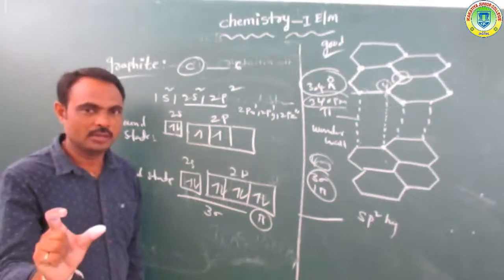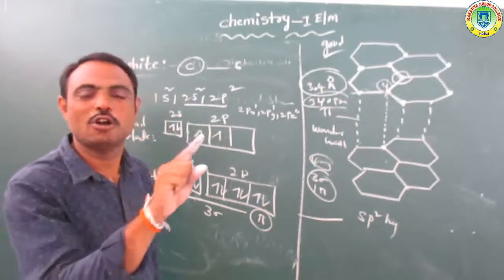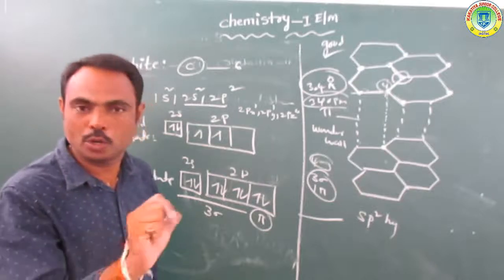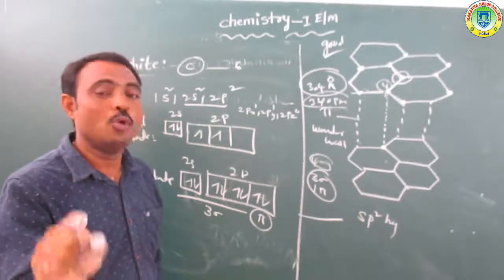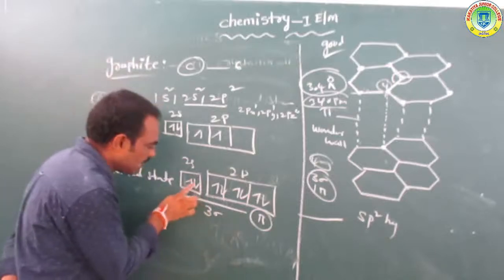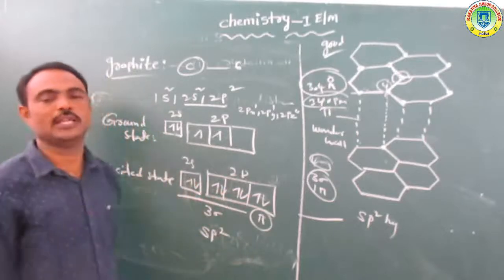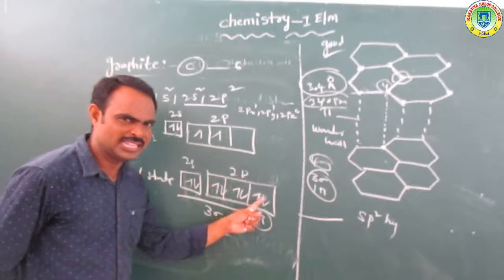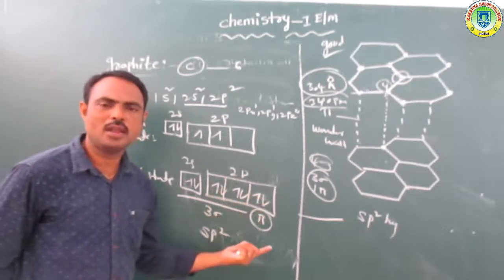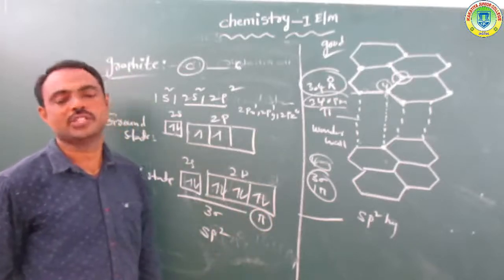In hybridization, the weak bond or pi bond is not considered. Do we consider the pi bond here? No, it means a weak bond. Only the sigma bonds are considered. So overall s1 p2, sp2 hybridization only, not sp3. If it had all sigma bonds, we would call it sp3, but here one is a pi bond, so it is sp2 hybridization.